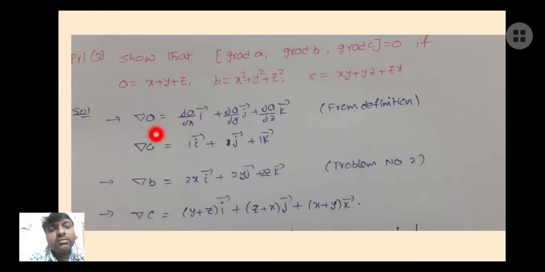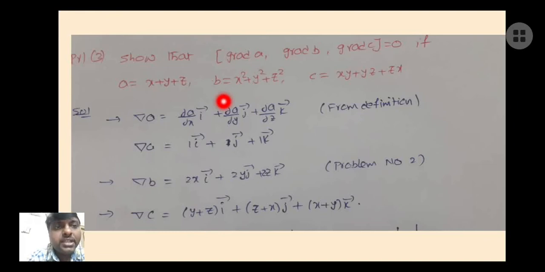So first I am writing the gradient of A, that is equal to dou A by dou x into i bar plus dou A by dou y into j bar plus dou A by dou z into k bar. From the definition I am writing that. Now I am calculating the partial derivatives of A with respect to x, y, and z. The resultant is grad A is equal to i bar plus j bar plus k bar.